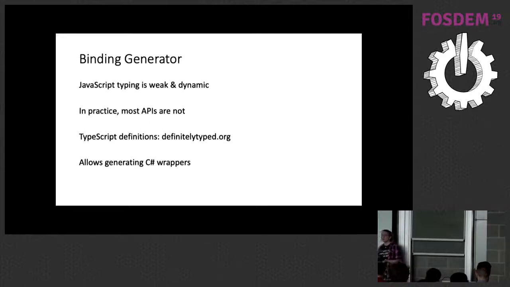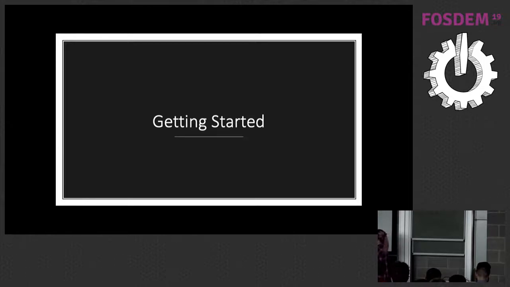However, in practice, most APIs are not like that. Most APIs, like the browser DOM and so on, are static. They always look the same, and they always return the same types. So that's this great resource. TypeScript, which compiles down to JavaScript but is strongly typed, has a repository of definitions at definitelytyped.org, which essentially defines in a statically typed, strongly typed way what these APIs look like. So what we are doing is we are using those definitions to generate C# wrappers into these same APIs.